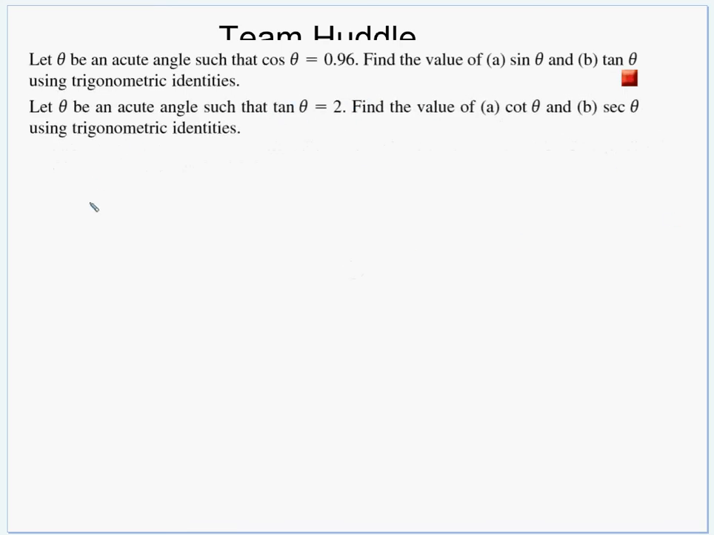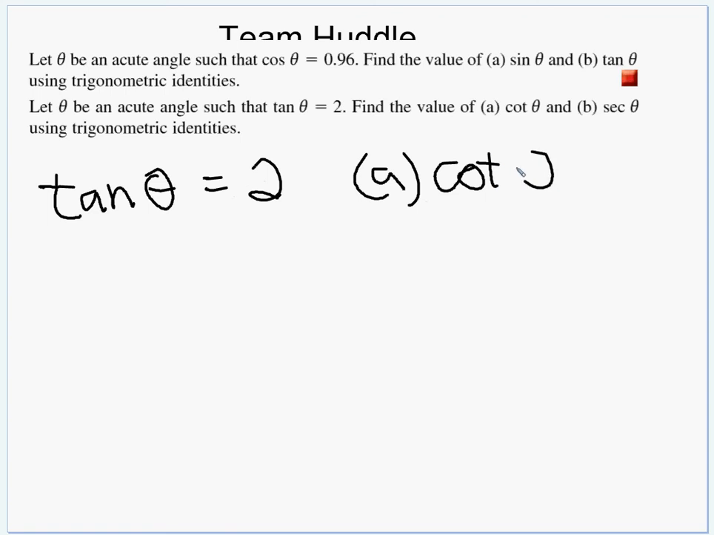So let's see here. Given info, tan of theta equals 2. They want the value of cotan, and that's going to be an easy one. Cotan is just the reciprocal of tan. So this is 2 over 1. Cotan will be 1 over 2, 1/2.